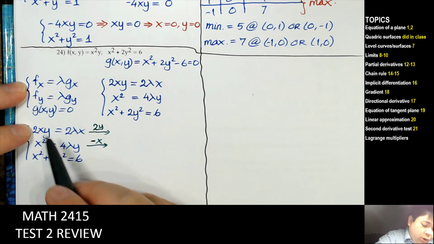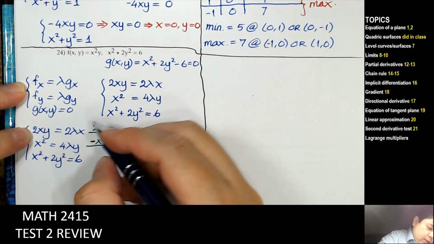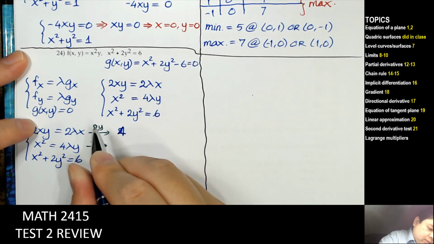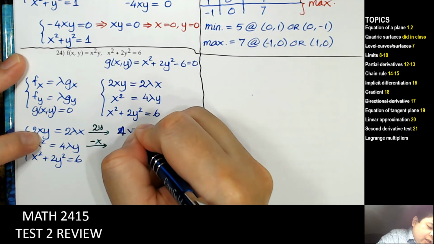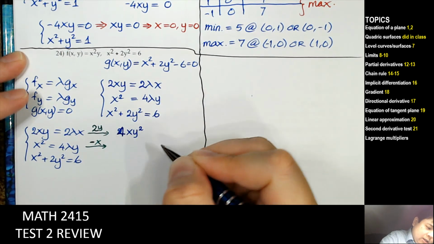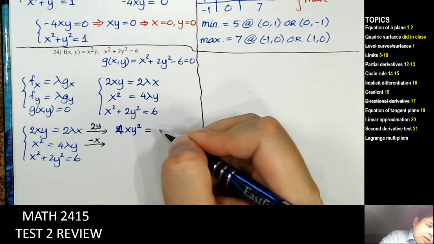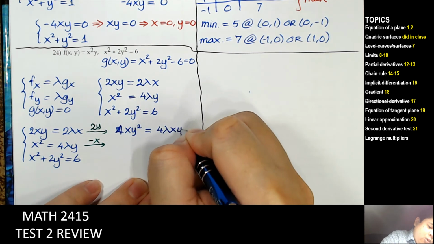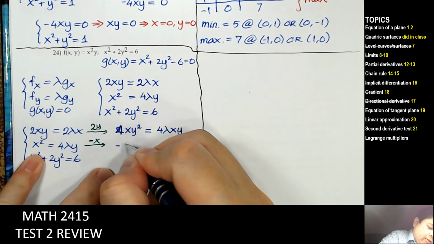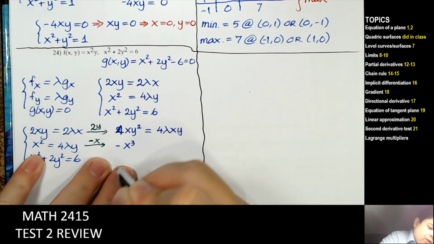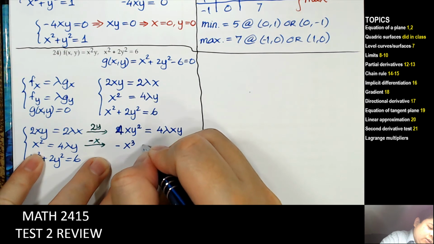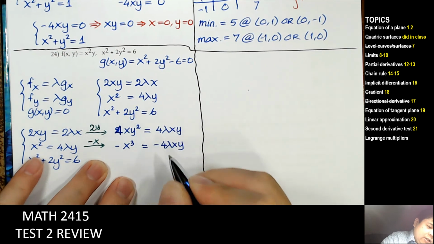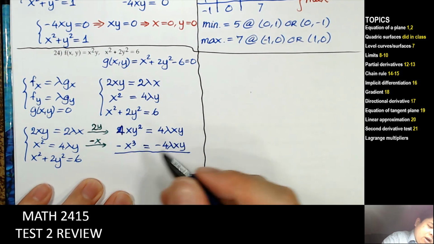Do that. We will have 2, which is 4 x y squared, equal to 4 lambda x y, and negative x cubed equal to negative 4 lambda x y. Add side by side.